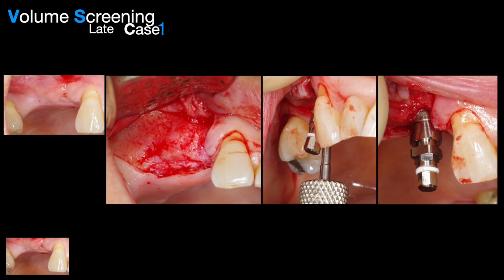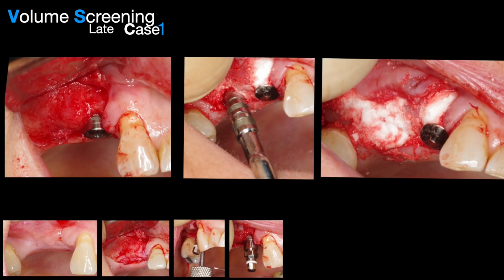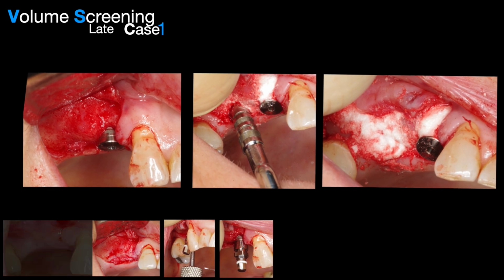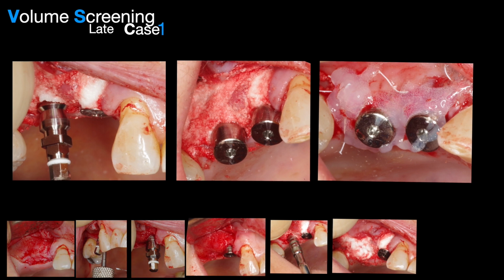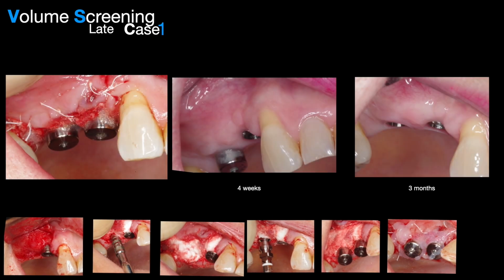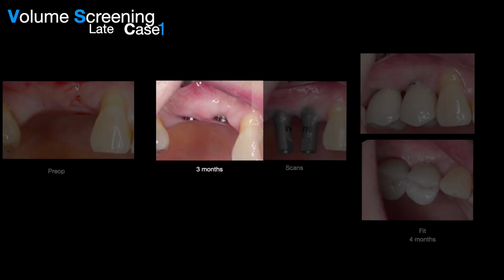The papilla sparing flap was prepared, implants were placed. The sinus was lifted, and the EthOss was placed on the buccal side to accommodate the surrounding soft tissues. We've got EthOss applied, and we have a flap beautifully placed. We then suture and let it heal for 4 weeks, 3 months.